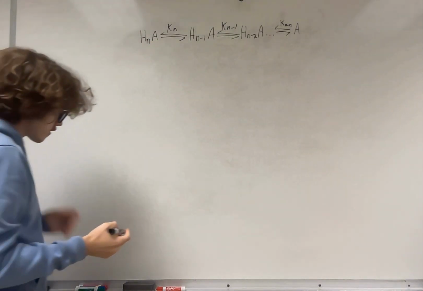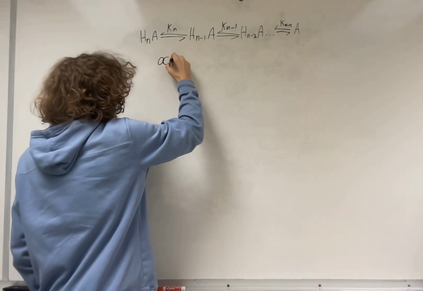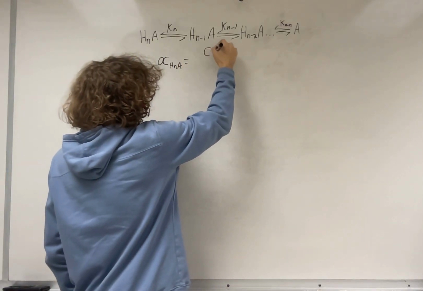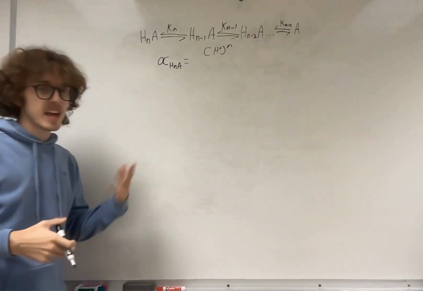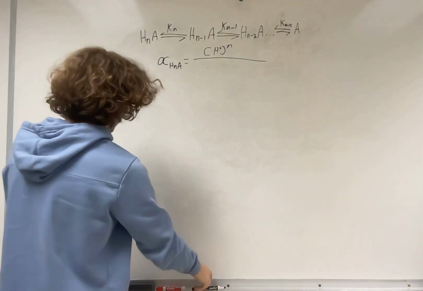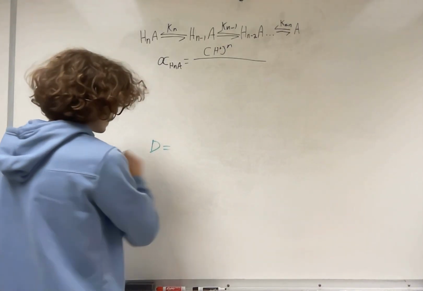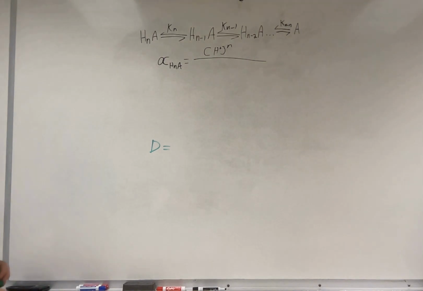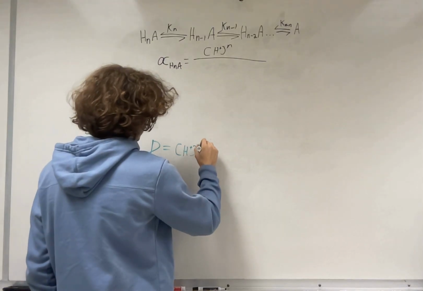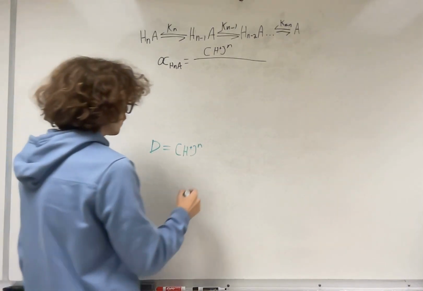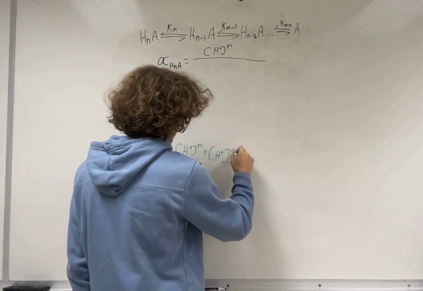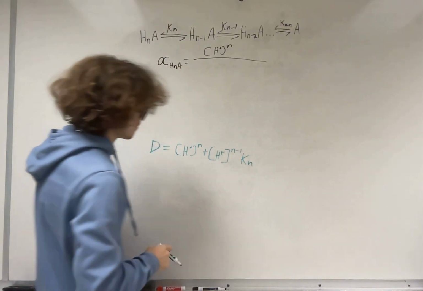But the way that we can describe these fractions, let's say we want to find the fraction of HnA. Well, the numerator is equal to H+ to the nth power. And the denominator gets very, very tricky, so I'm actually going to define the denominator in our own little function. The denominator follows this pattern: you're going to have your H+ to the nth degree, then we're going to follow it by adding H+ to the n-1 times Kn.